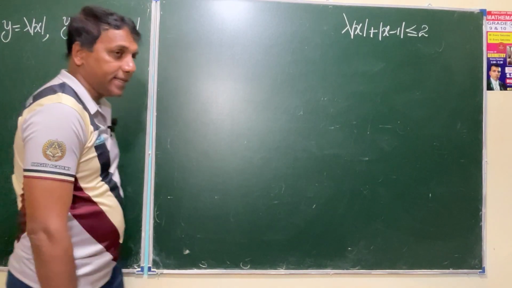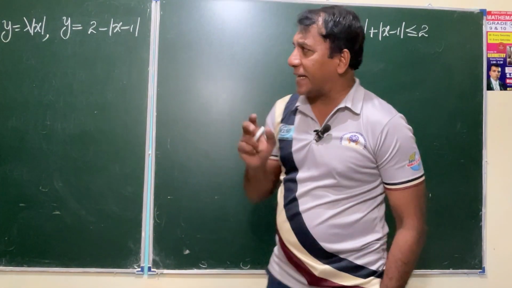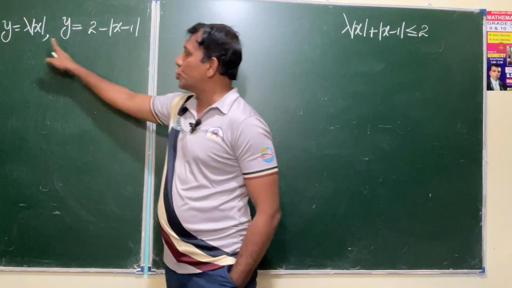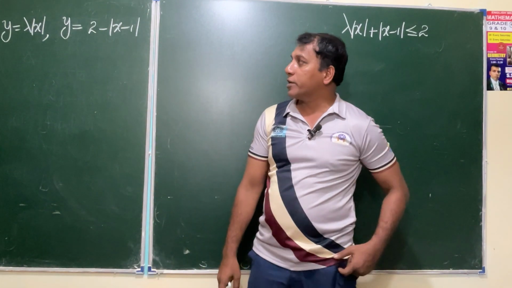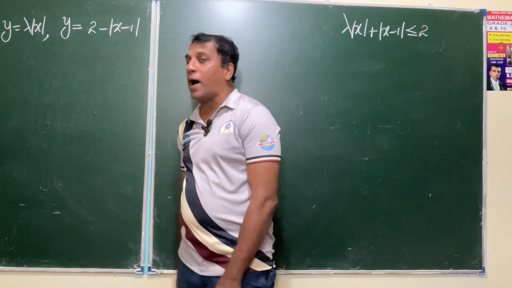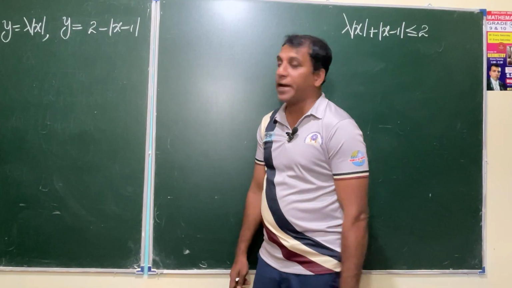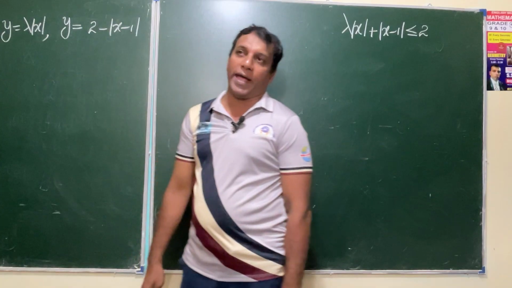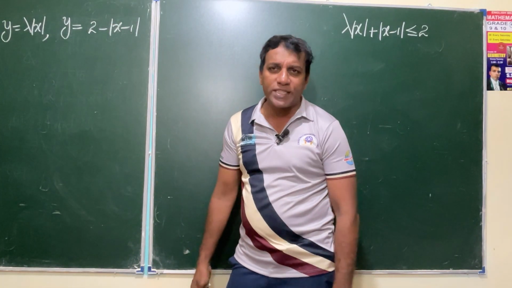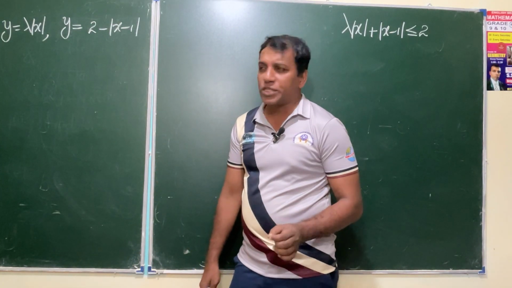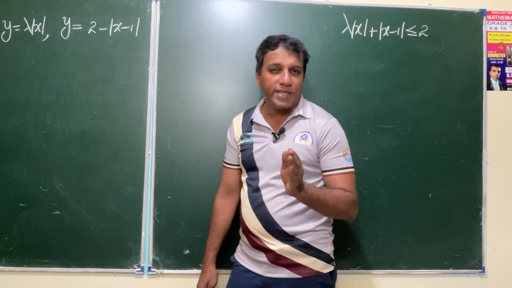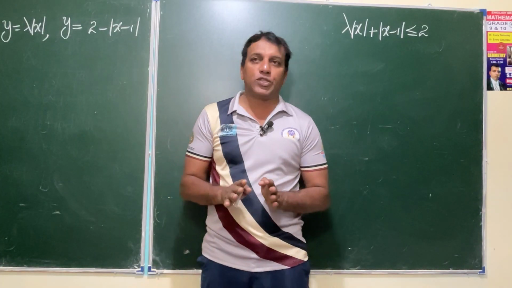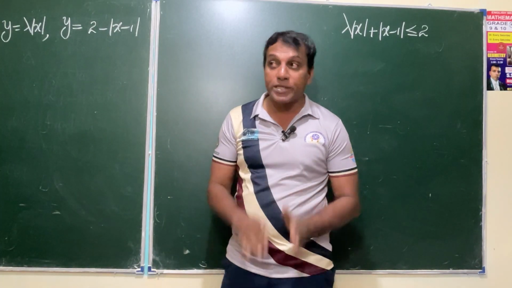Okay, the question says: on the same axis, same coordinate graph sheet or plane, draw these two graphs first. Draw the graph y equals 2 minus modulus of x minus 1, one graph, and y equals lambda x. They say lambda is a constant, and the lambda range is between 0 and 2. Okay, we first finish this sketch. Another chance to learn how to draw the modulus graphs.